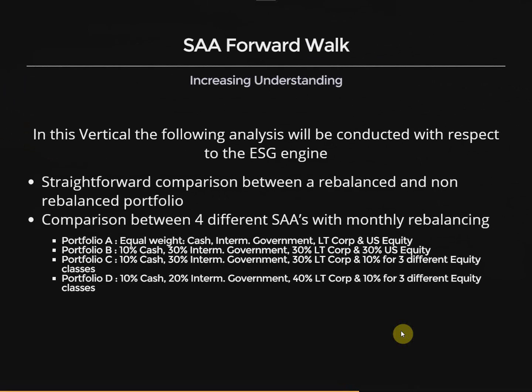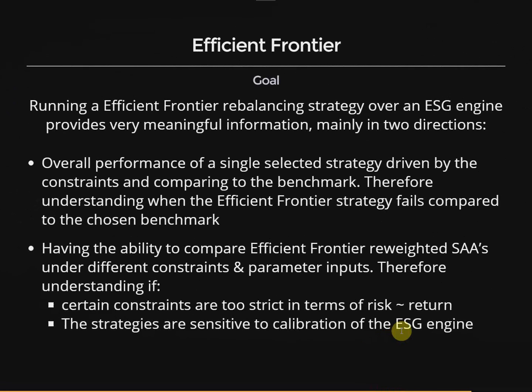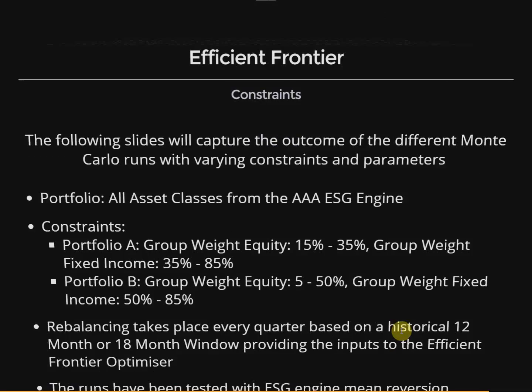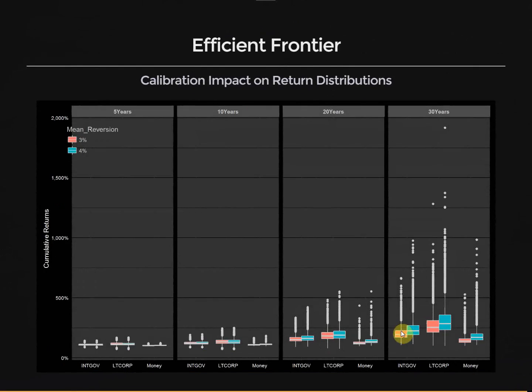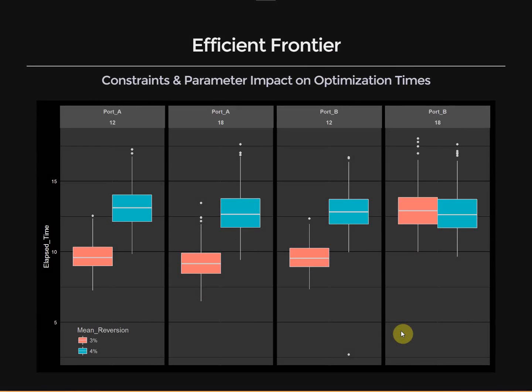In this presentation, basically, we rebalanced different types of portfolios. And we used the efficient frontier. We ran the efficient frontier over different paths. We backtested the results. And these are the results. So we will show you how to do this.